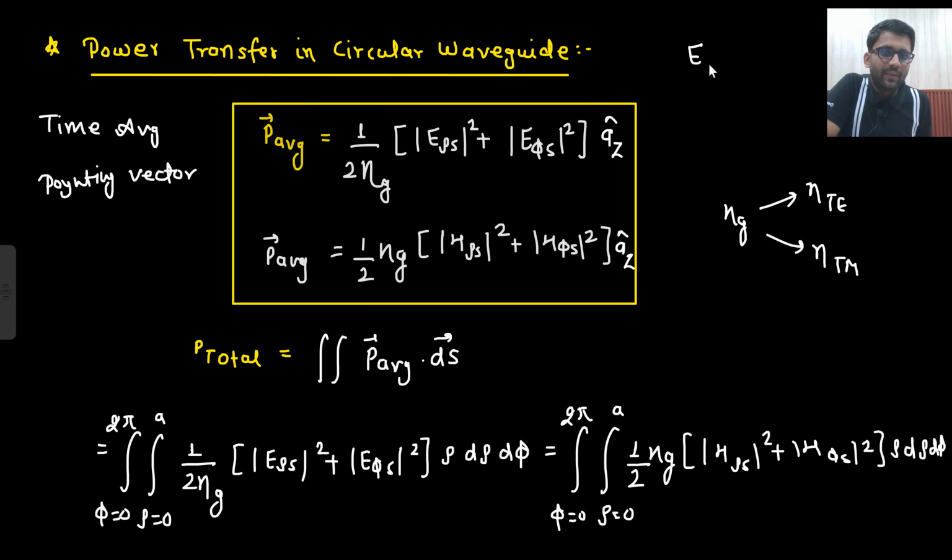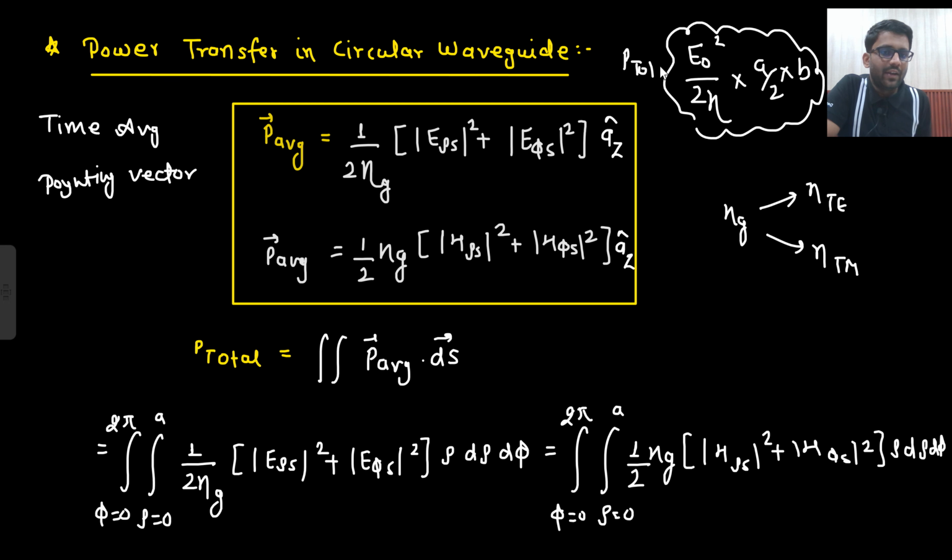The expression was coming out to be E naught square divided by 2 eta into a by 2 into b. This was the total power carried. This was your P total in dominant mode for rectangular waveguide. But here we are not writing it down. Why is that so? Because in this case, you require the integration of the square of Bessel's function.